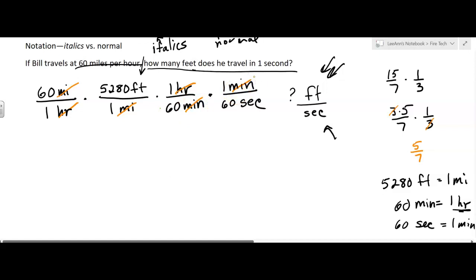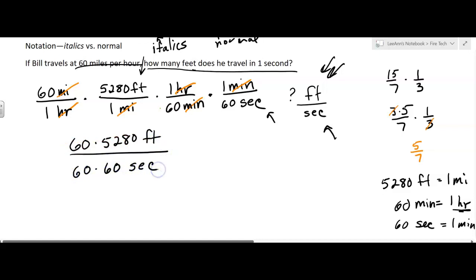And now I have the units that I want. I have feet in the numerator and seconds in the denominator. So that's what I want, feet per second. Now it's just the numbers. You've got 60 times 5,280 feet over 60 times 60 seconds. That's what's left. Now all these ones, 1 times anything is just that thing, so you don't need the ones.